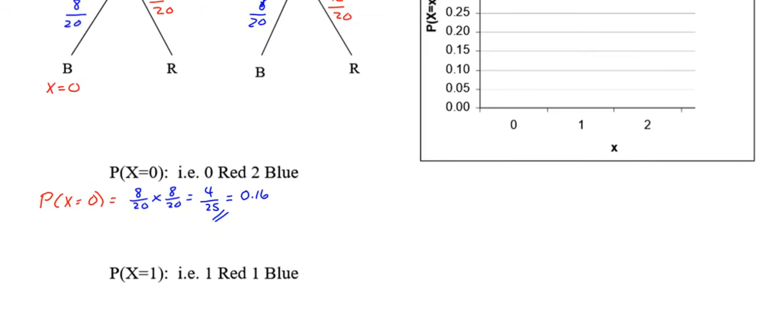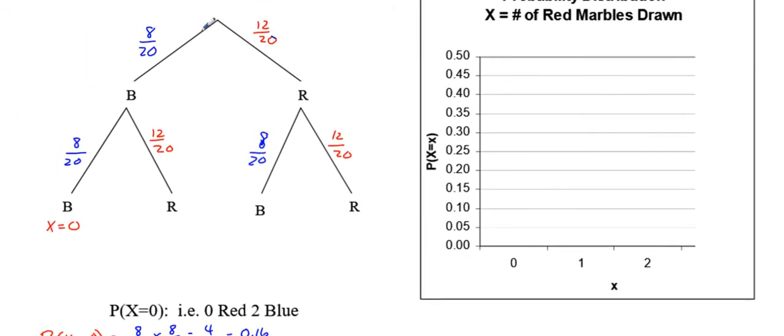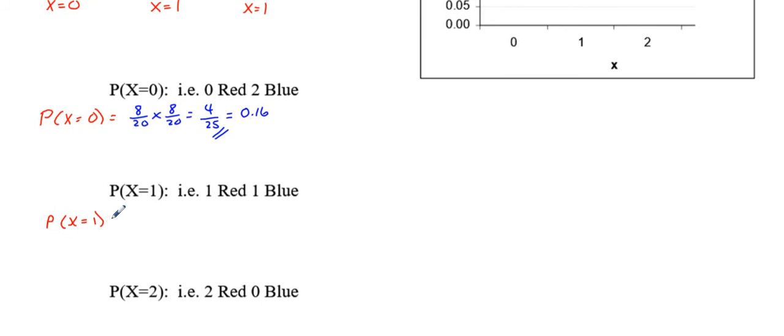Now, for 1 red marble, the probability of getting 1 red marble means you could get a blue and a red. So here is an example where you'd get 1 red marble, or you could get a red and a blue. So here's another case where you could get 1 red marble. So in this case, we have a blue and a red, or a red and a blue.